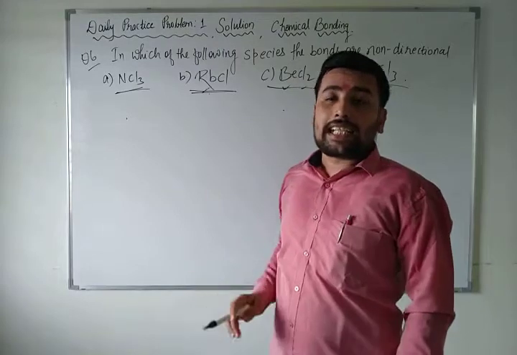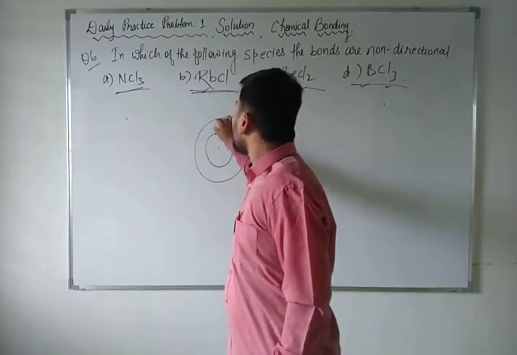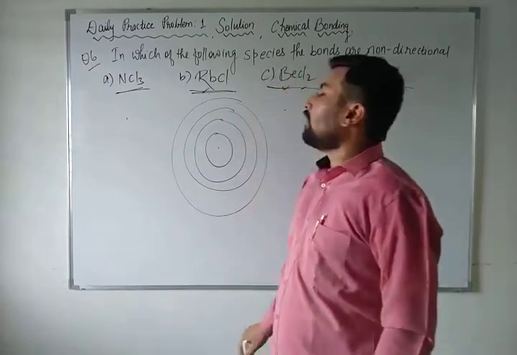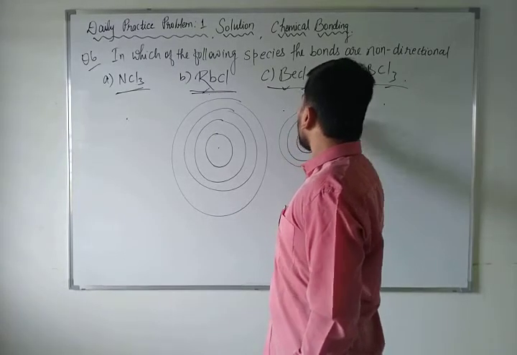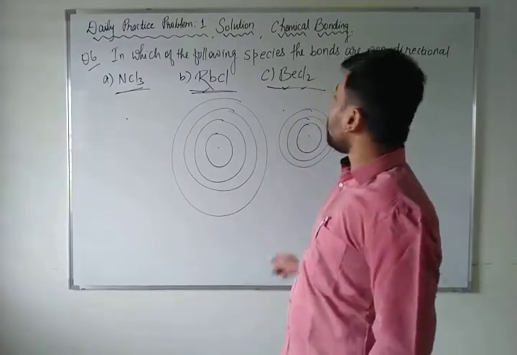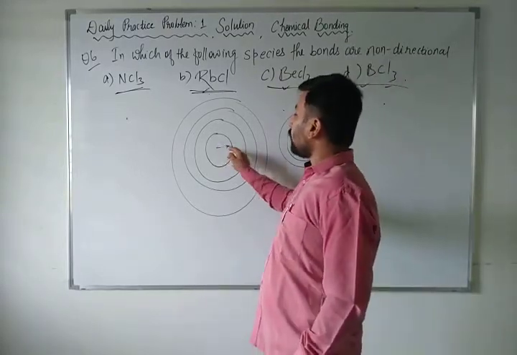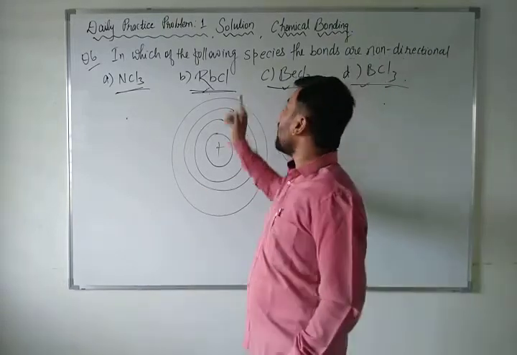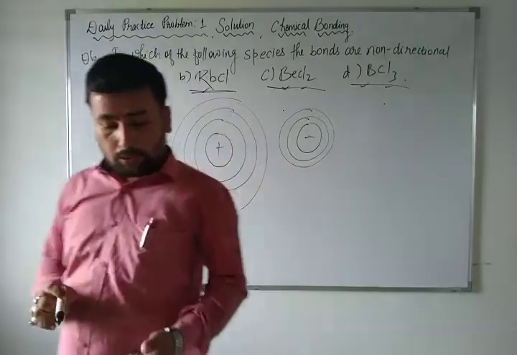The ionic character means rubidium has a very large cation, and chlorine is a small anion, right? So now tell me, where will the non-directional one be? Because here the cation is very large and the anion is small, so definitely it is going to be non-directional, right? So the right answer will be rubidium chloride.